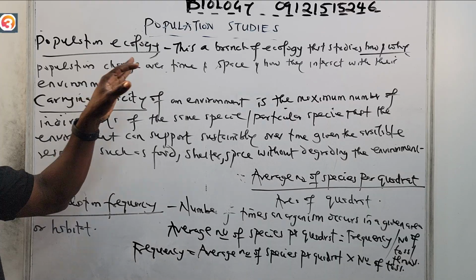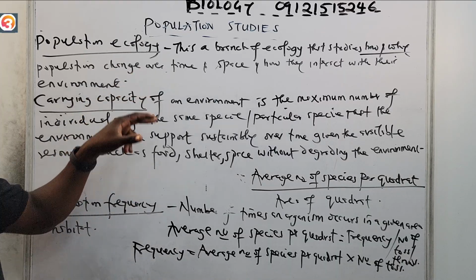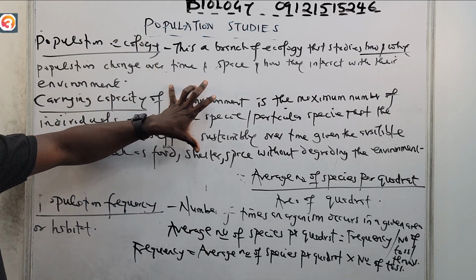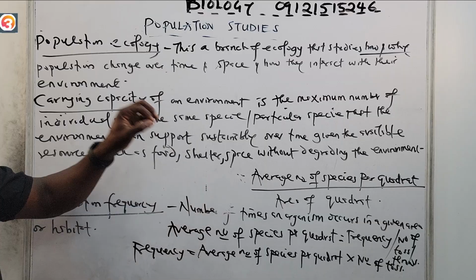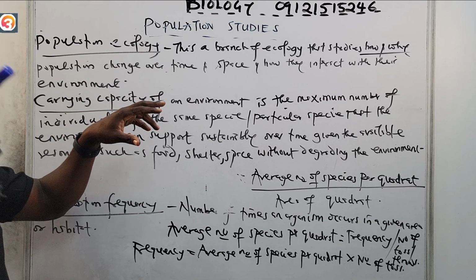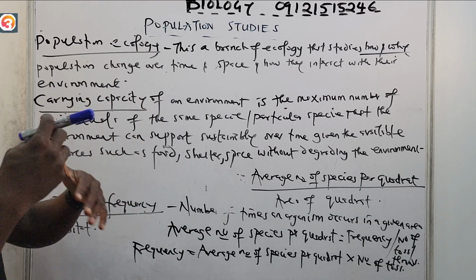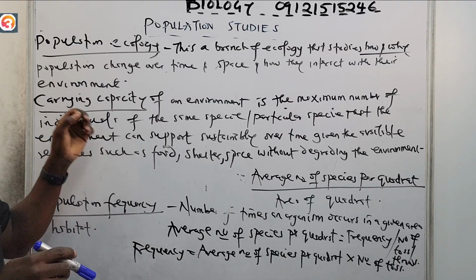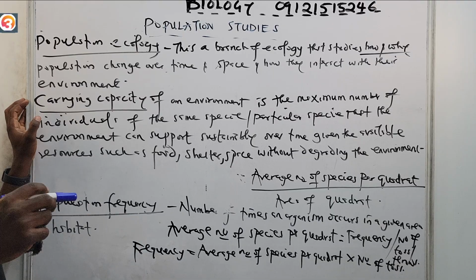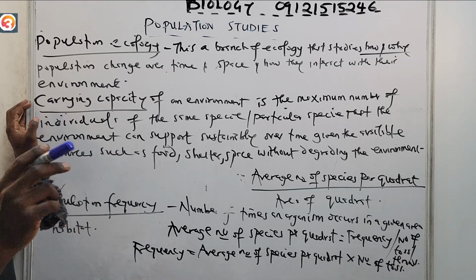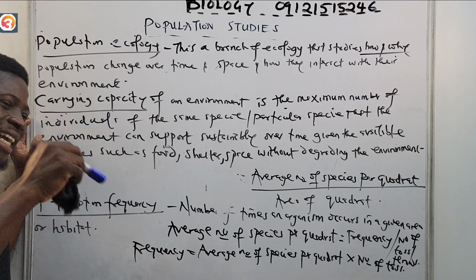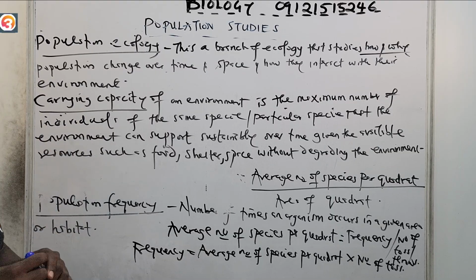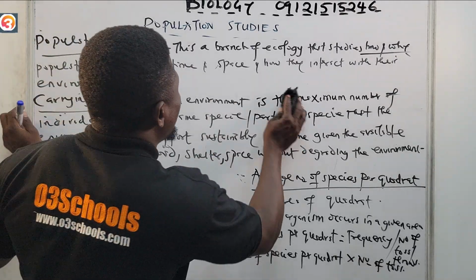So do not confuse it with population ecology. Some people confuse them, and you see them defining population ecology for the carrying capacity of an environment. Population ecology is the branch that studies how and why populations change over time and space and how they interact with the environment, while the carrying capacity of an environment is the maximum number of individuals of a particular species that the environment can support sustainably over time, given the available resources such as food, shelter, and space, without degrading the environment.